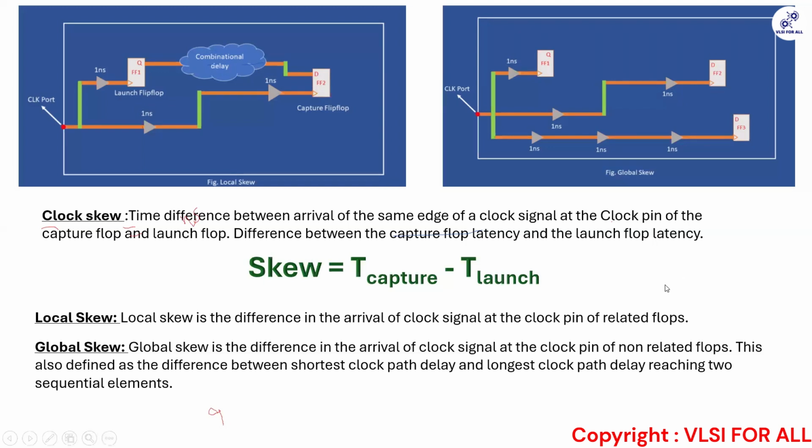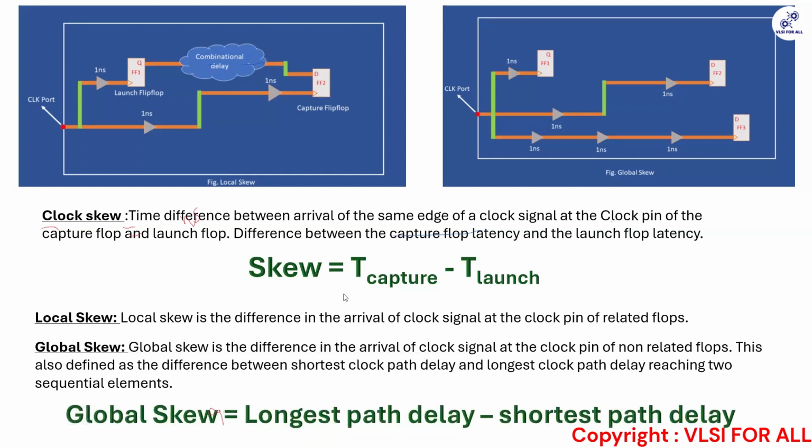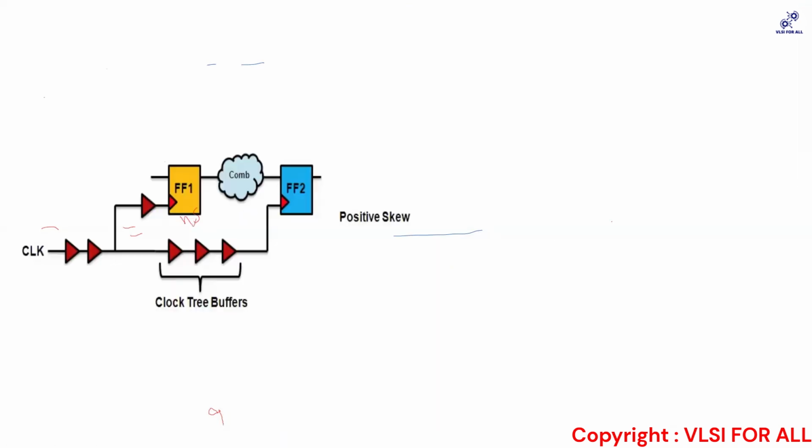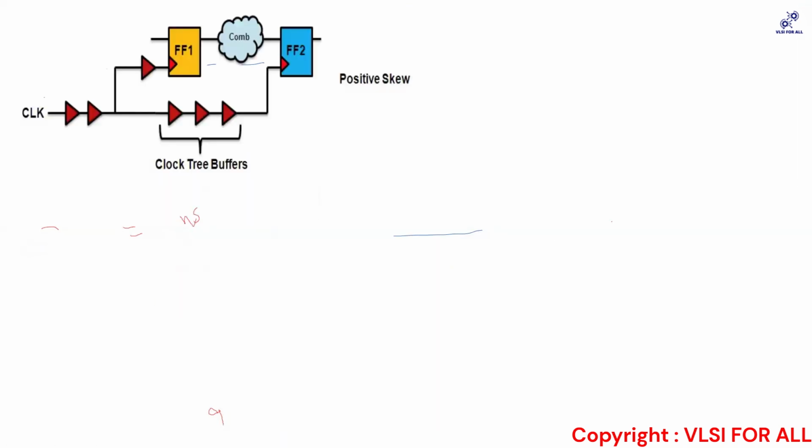Okay. Got it. Now, understand that the global skew is just, as a simple definition for you to understand, the longest path delay minus the shortest path delay.